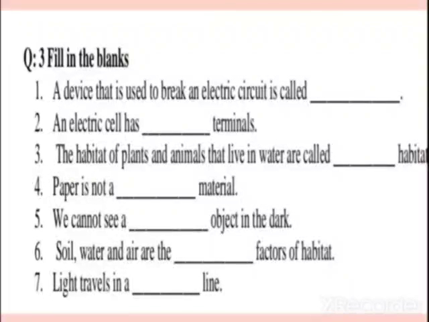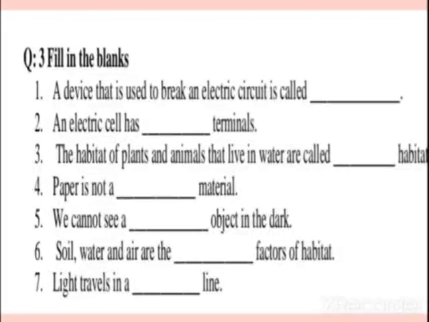Generally we use a switch to break an electric circuit. So your answer is switch. An electric cell has dash terminals. You know that in an electric circuit two terminals are there, positive terminal and negative terminal. So an electric cell has two terminals.